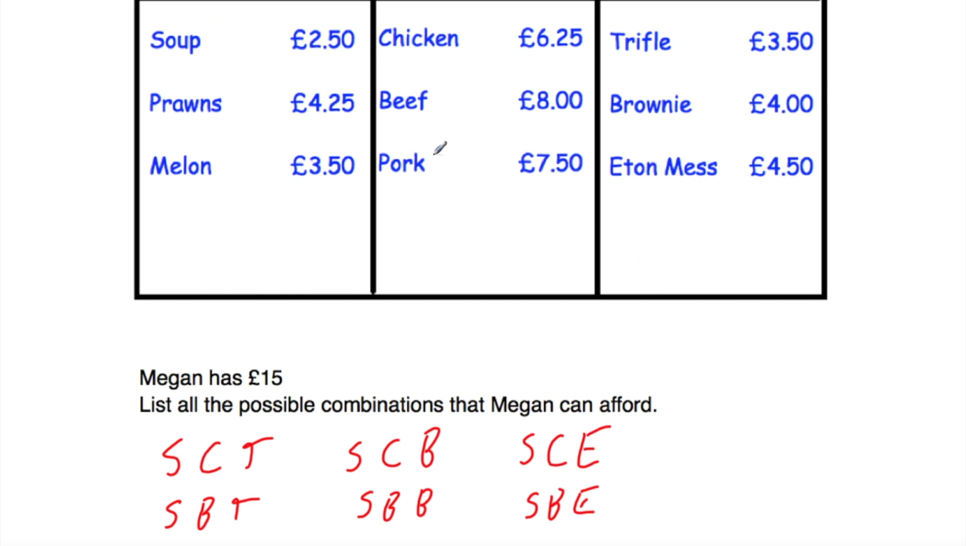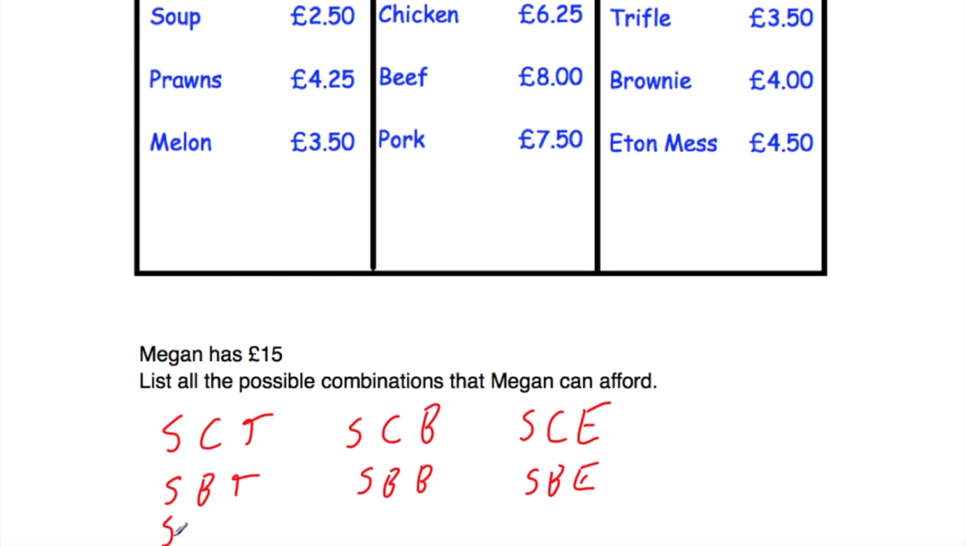Okay, now let's have a look at pork. Pork is cheaper than beef, and if she can afford the soup, beef and all of the options, she can definitely afford the soup, pork and all of the options. So she can afford soup, pork and trifle, soup, pork and brownie, and soup, pork and eton mess. So let's write that down. Okay, so there are all the options involving soup, and soup was the cheapest starter.